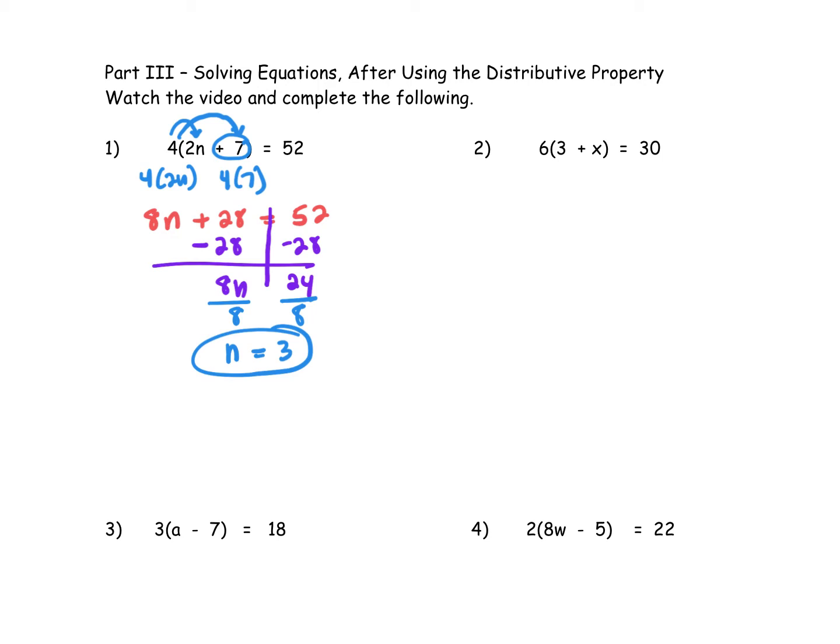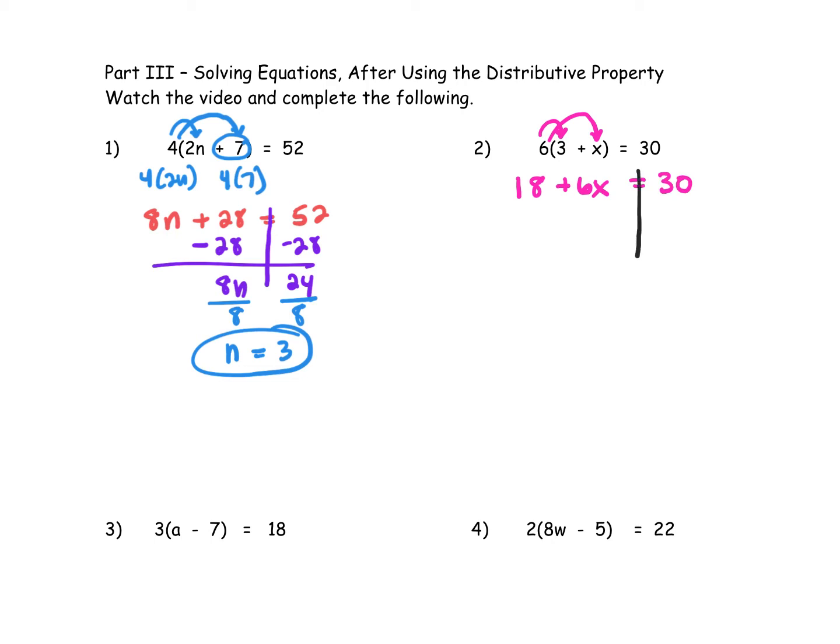Continuing on to number 2. Sometimes they shift the variable and the constant in different places within the parentheses. So we would start this by taking 6 times 3 and 6 times x, and it's a positive x. So 6 times 3 is 18, and 6 times x would be positive 6x. And we just bring 30 down from the right side. Now we're ready to solve.